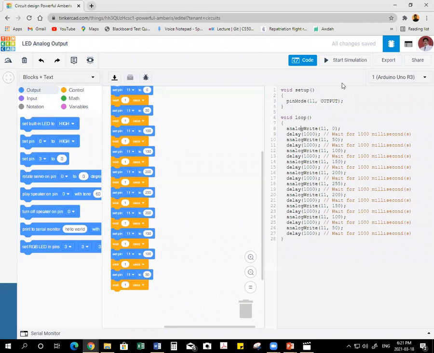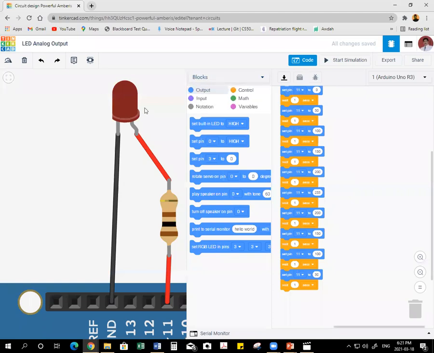So this is the code, and this is the blocks. So I will go for the blocks now. Still, I want to run the program. Once again I will run this. Okay, so this is the output.